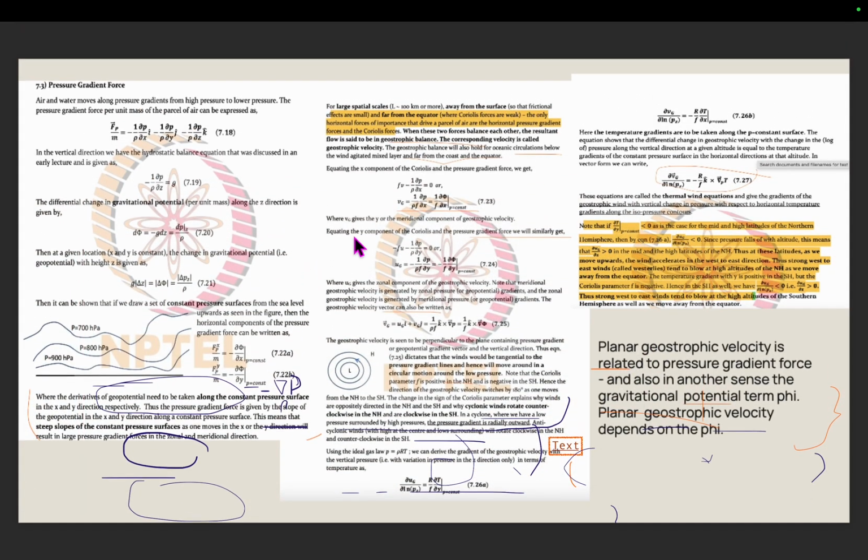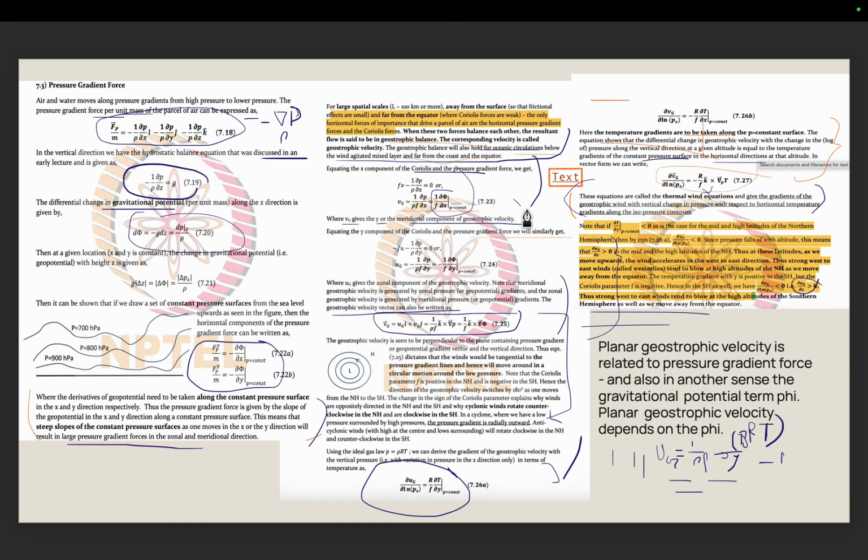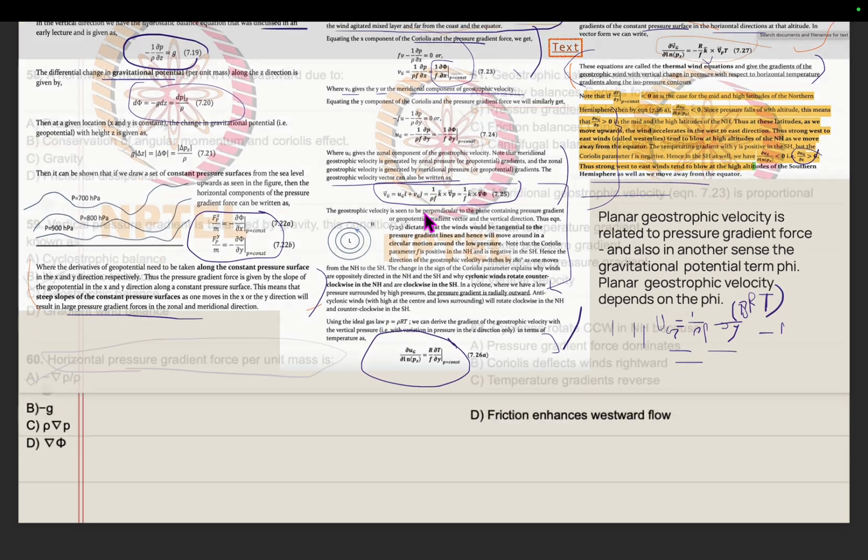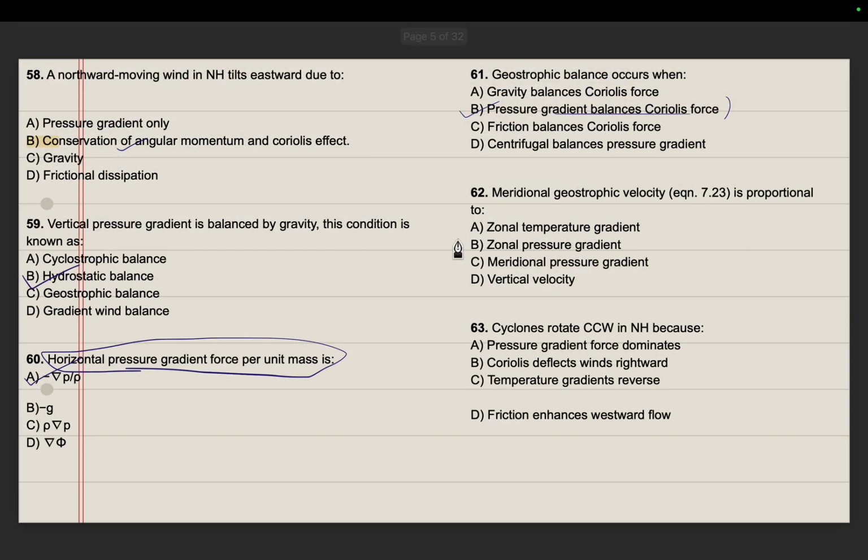You can see that this Vg is along the j direction. It is proportional to del P del x, that is, how the pressure is changing in the x direction. So the meridional velocity is proportional to the zonal pressure gradient. Yes, question 62, option B. And if this is the zonal geostrophic velocity, then there will be a meridional pressure gradient.